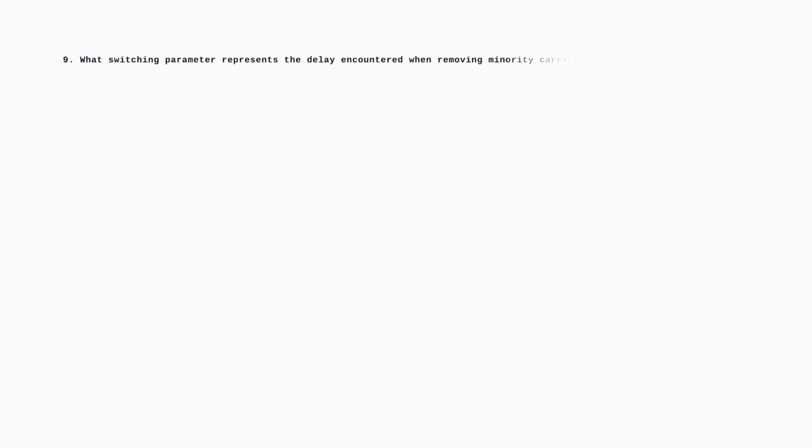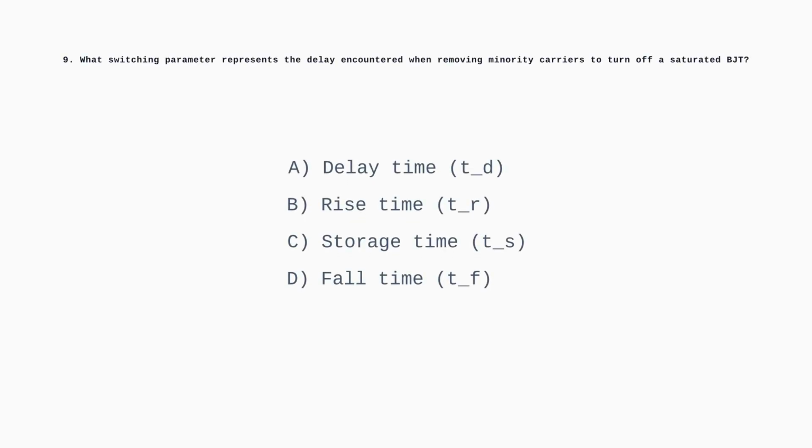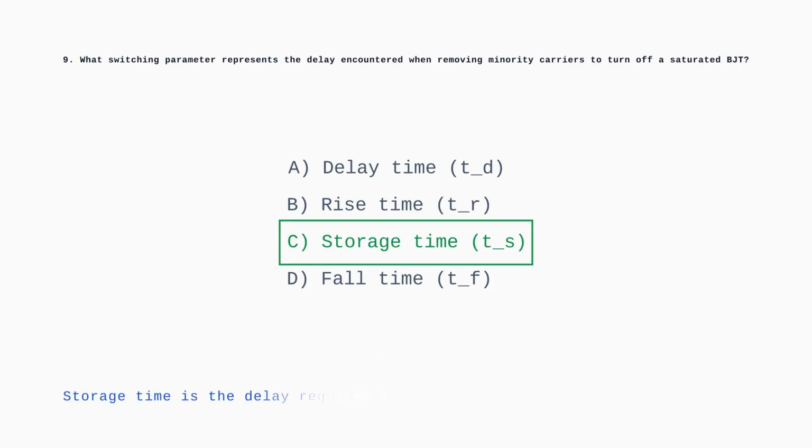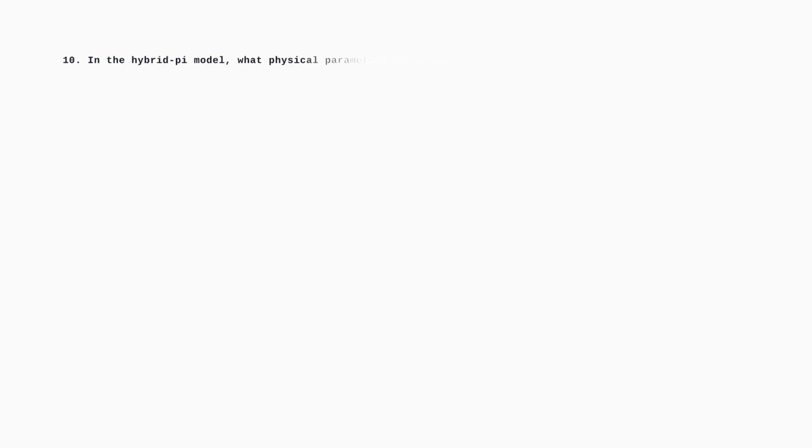Question 9. What switching parameter represents the delay encountered when removing minority carriers to turn off a saturated BJT? Storage time is the primary delay when turning a transistor off, representing the time needed to remove excess minority carriers from the base.